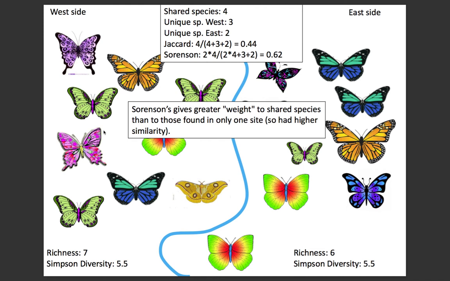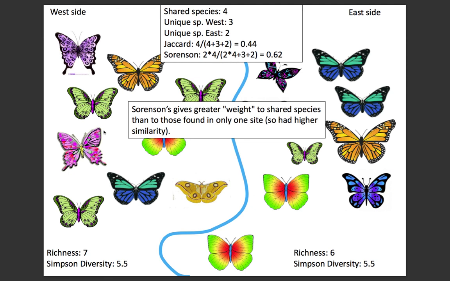So we have 4 species shared in common. 3 species are unique to the west side. 2 species are unique to the east side. So if we use our formulas for Jaccard and Sørensen's index, we can calculate those 2 values. And you can see that the 2 similarity indices come out different from each other.